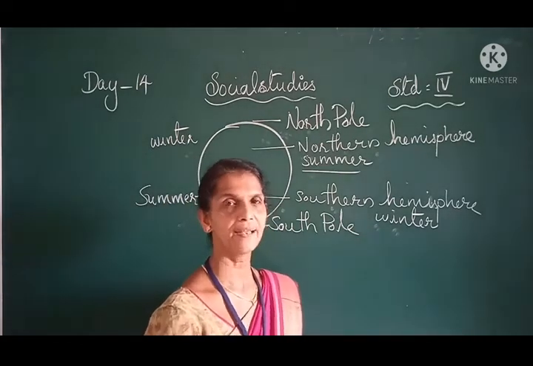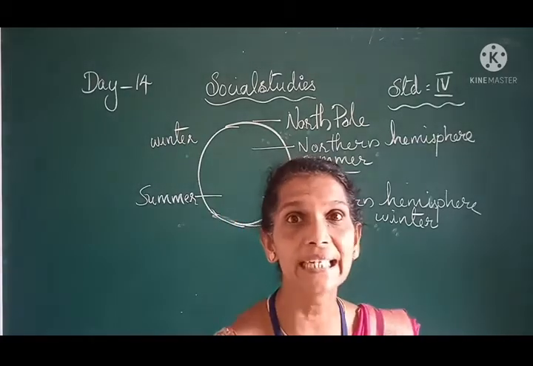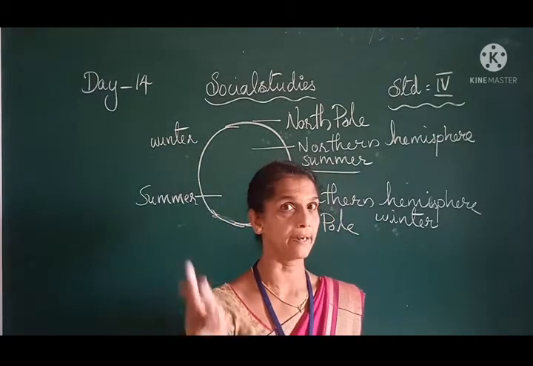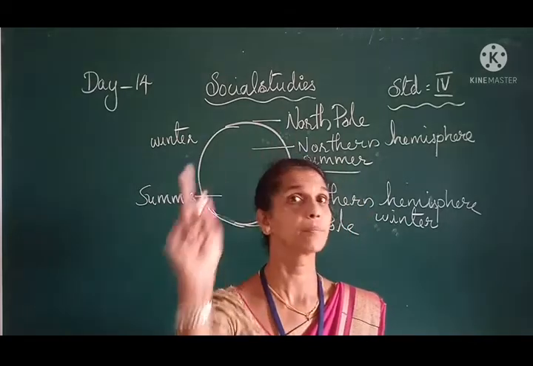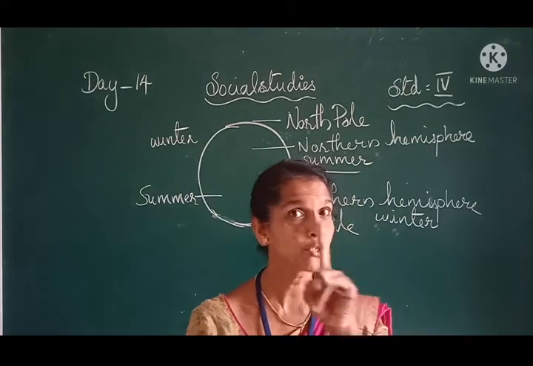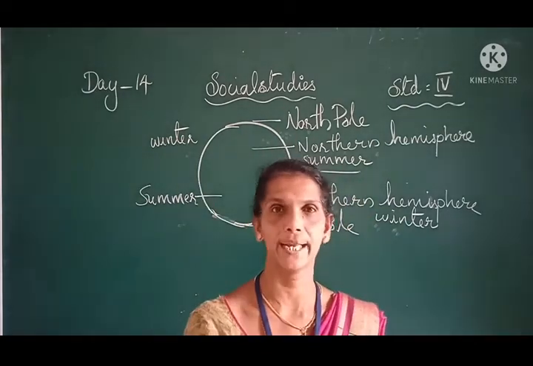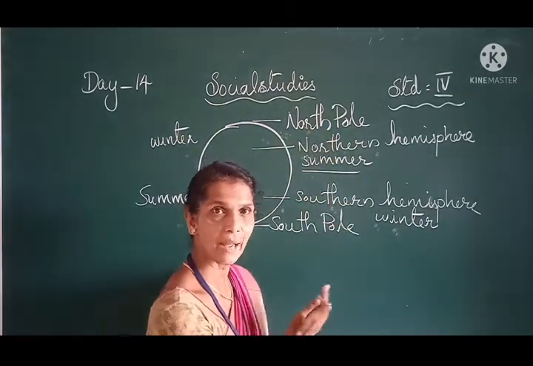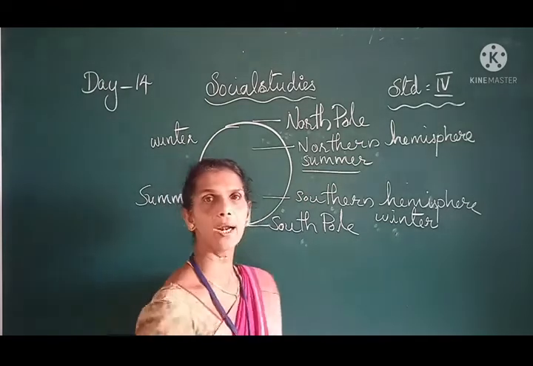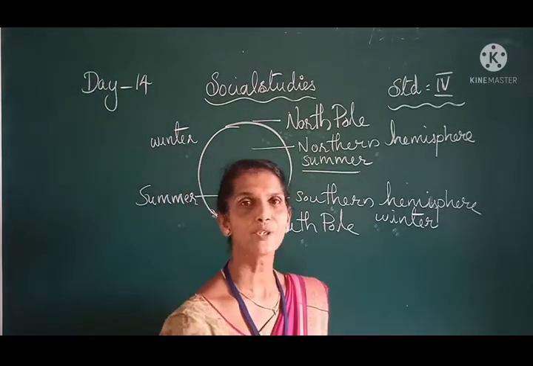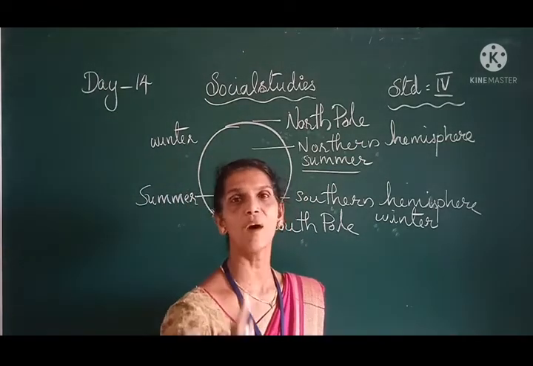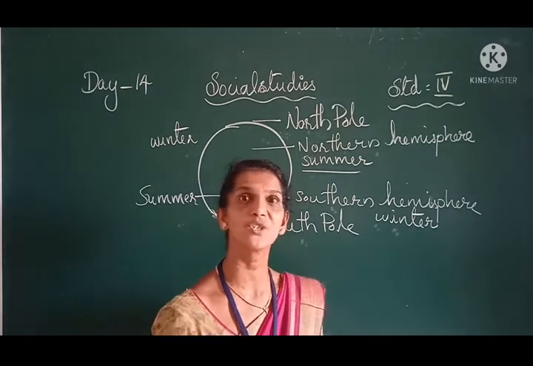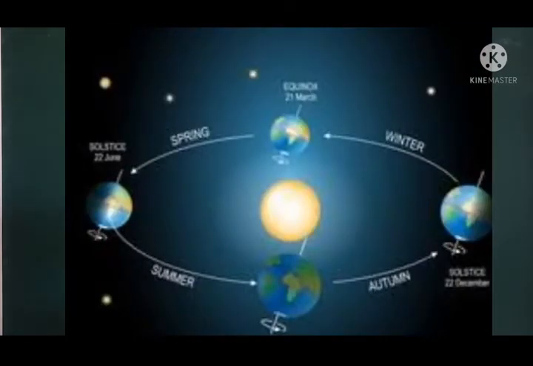Do you understand, children? As the earth revolves around the sun, due to its tilt, sometimes the North Pole and sometimes the South Pole gets nearer to the sun, and this is why we have the change in seasons. That is why we have the seasons changing one after another.